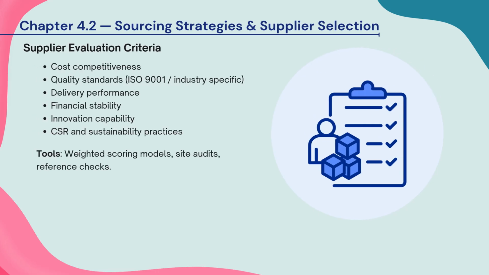This slide covers key supplier evaluation criteria, including cost competitiveness, quality standards, delivery performance, financial stability, innovation, and CSR practices. Evaluating these factors ensures reliable and sustainable supply. Common tools include weighted scoring models, site audits, and reference checks to make objective, data-driven supplier decisions.